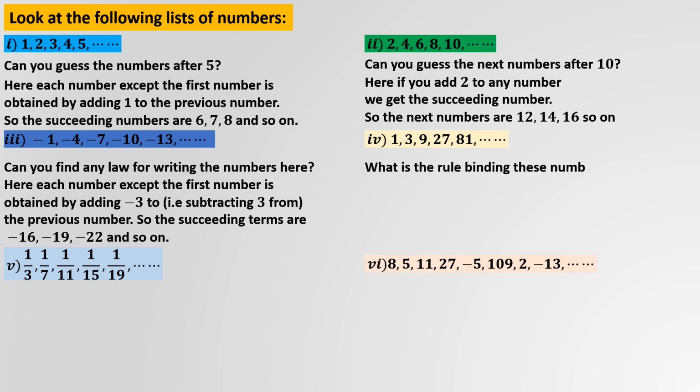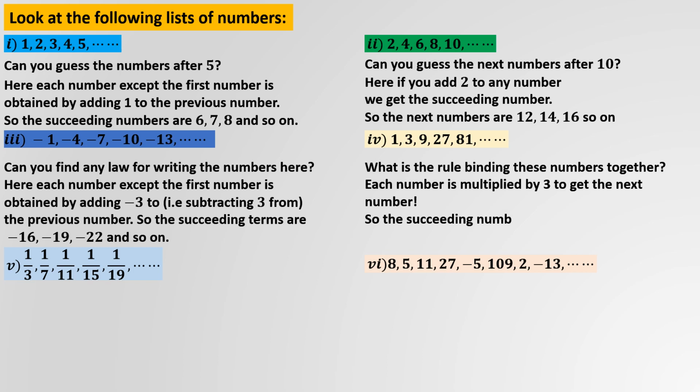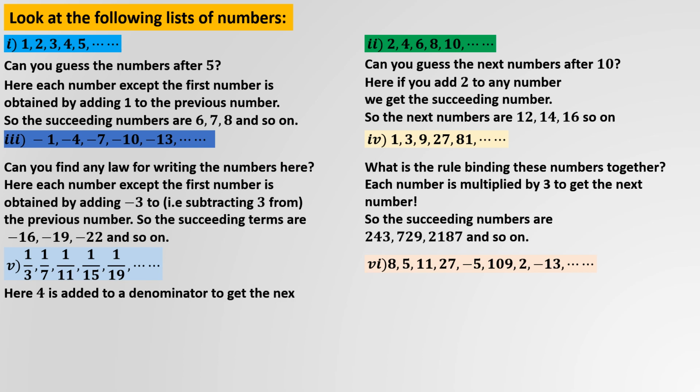What about this list? What is the rule binding these numbers together? Each number is multiplied by 3 to get the next number. So the succeeding numbers are 243, 729, 2187, and so on.